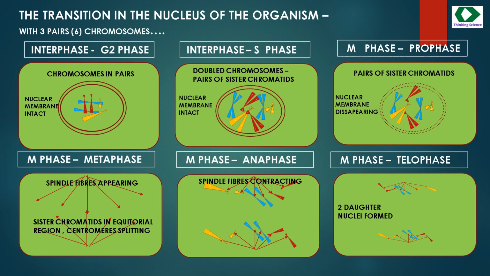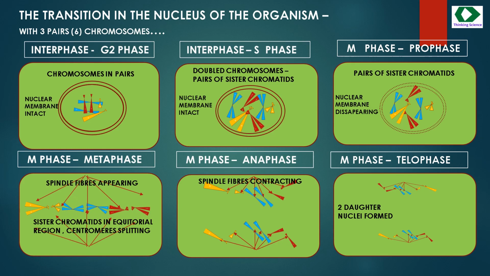Then we come to the prophase of M phase. The pairs of sister chromatids have started moving towards the equator and the nuclear membrane has started disappearing. When you come to the metaphase of M phase, the sister chromatids are arranged in the equatorial region. The spindle fibers from the poles stretch, come over and get attached to the sister chromatids at the centromere.